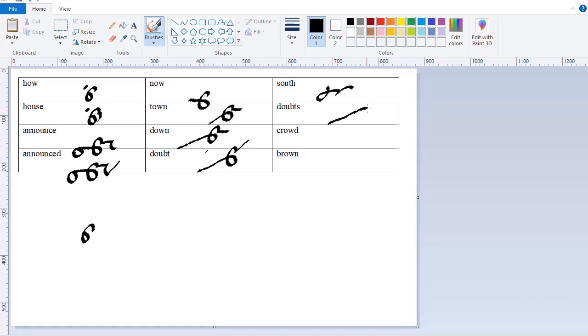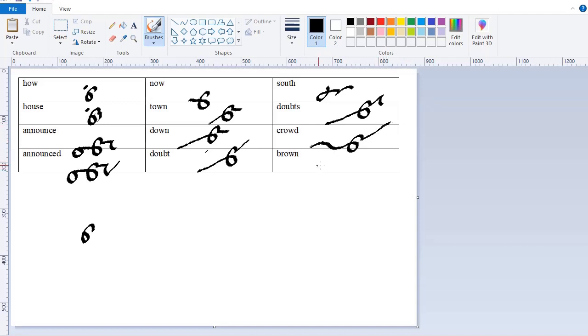D, ow, T, S. Doubts. Ulit. We have D, ow, T. Okay. Next, crowd. We have K, R, ow, D, S. Ulitin natin. K, R, ow, D. Crowd.